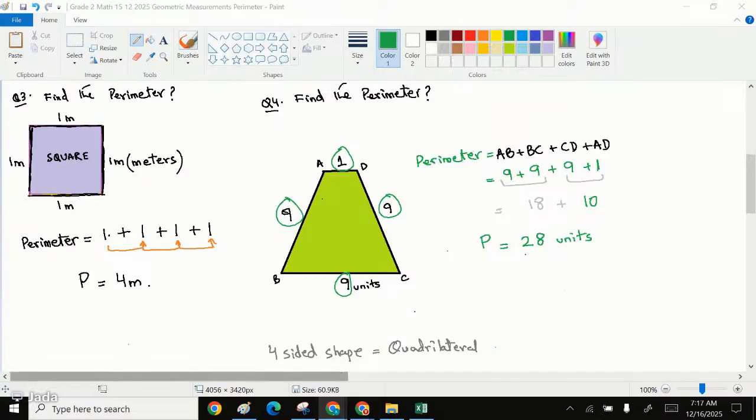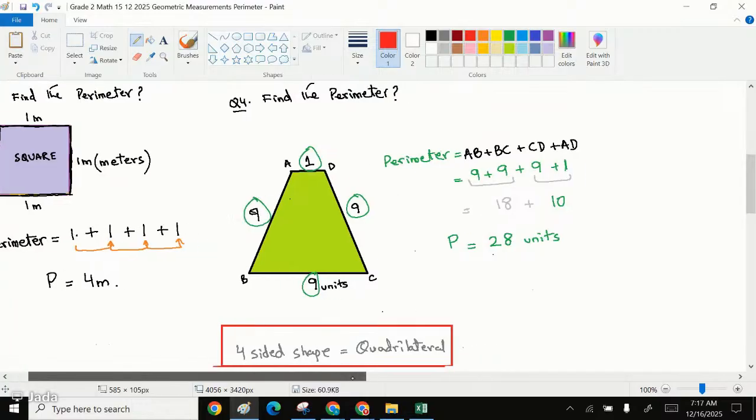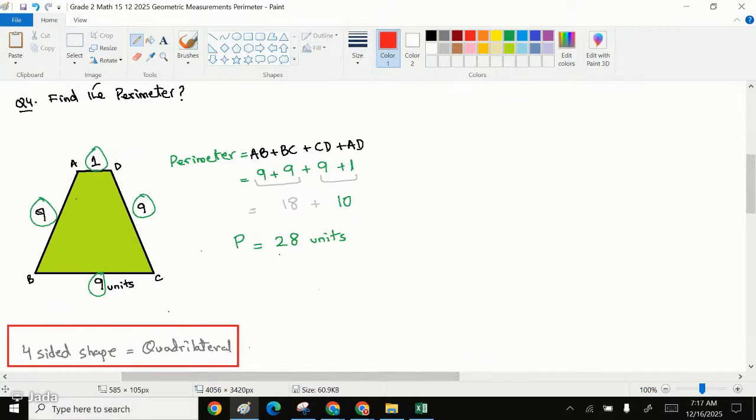Okay. So what we learned over here was one extra thing. A four-sided shape would always be called a quadrilateral. Okay, agreed? But what happens if we increase one more side? Let's see, if we increase one more side, what will happen to the shape? What will it be called? The next question says, what is the perimeter? Okay, let's find the perimeter of this given shape.